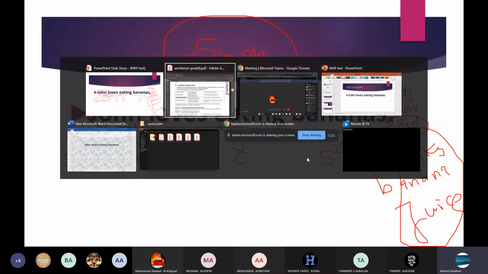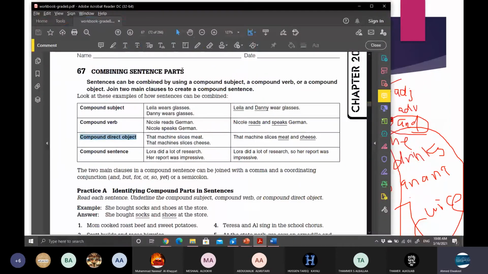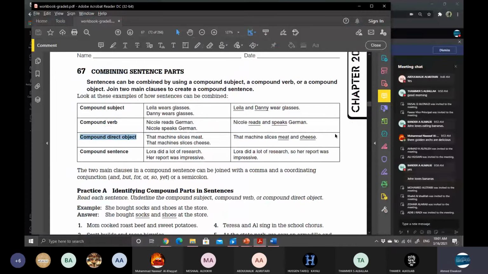So in order to combine the sentence parts, we have more than one thing to do. We can have a compound subject in the simple sentence, a compound verb, and even a compound direct object. All of this expresses the simple sentence. And of course, we have the compound sentence as we have already studied before.